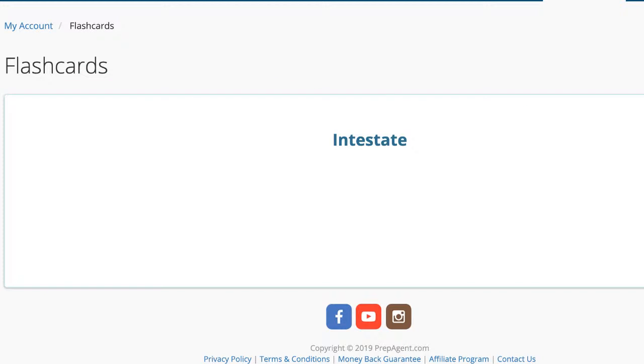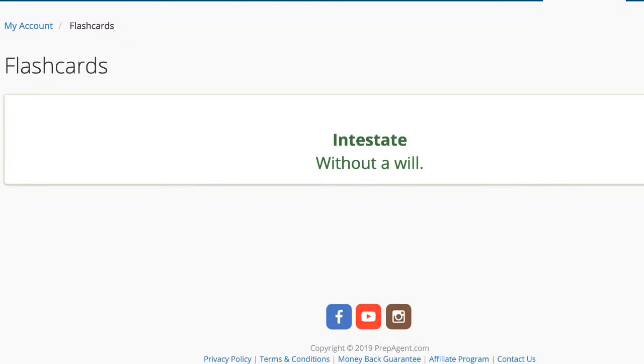Intestate. What is intestate? Intestate means dying without a will. Without a will, no will. Pretty straightforward definition there.